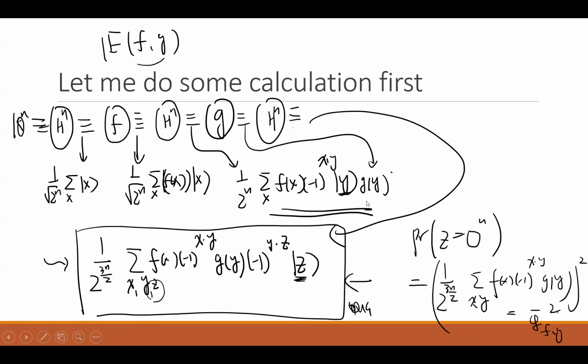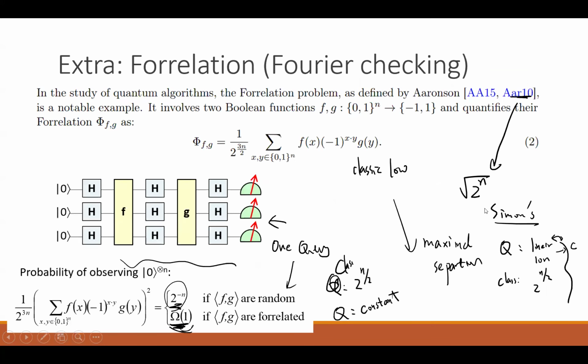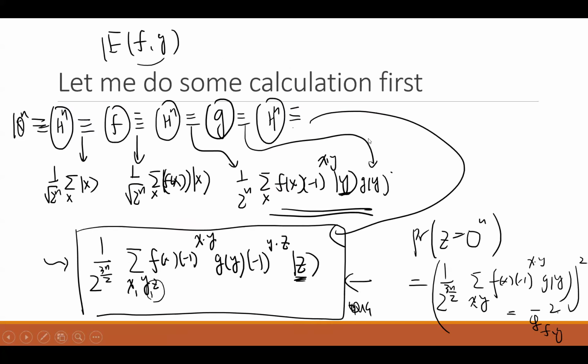And I already gave you a hint that this is indeed a Fourier transformation. So if you know some group representation, then you know the meaning of the Fourier transformation over a finite group. Then it's very easy for you to understand at least the meaning of this quantity.